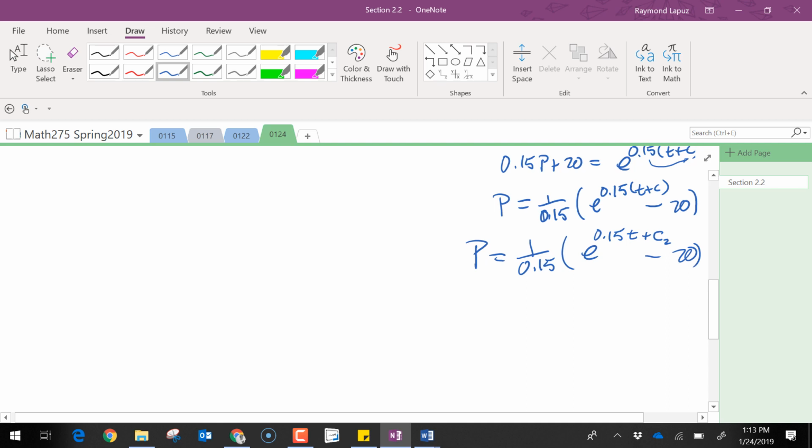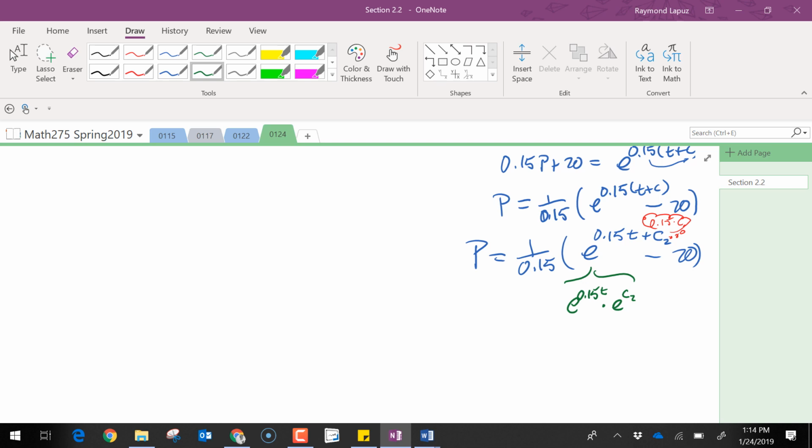So we can think about C2 at this point as 0.15 times C. You could write it as C at the end, but like I said, we're going to keep going because this is also the same thing as e to the 0.15 t times e to the C2. C2 is constant. E to the C2 is also constant.